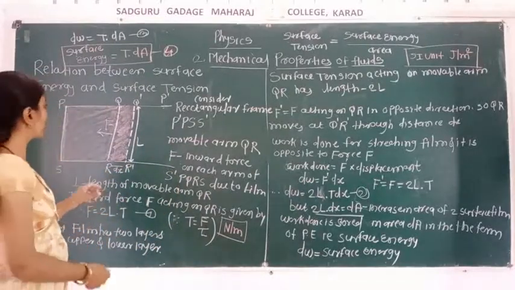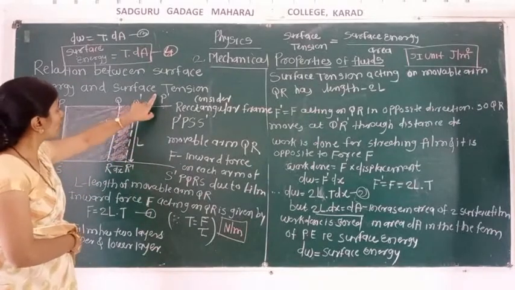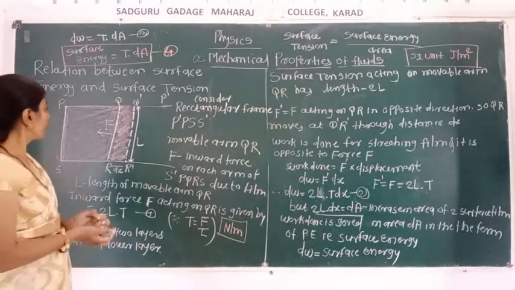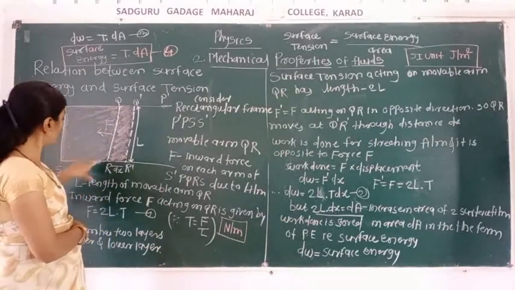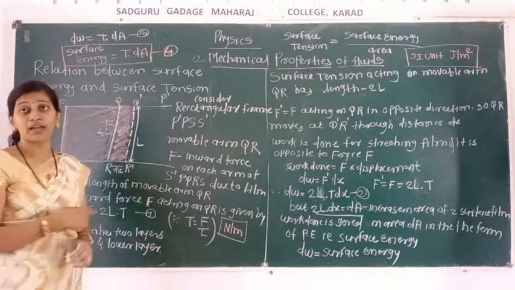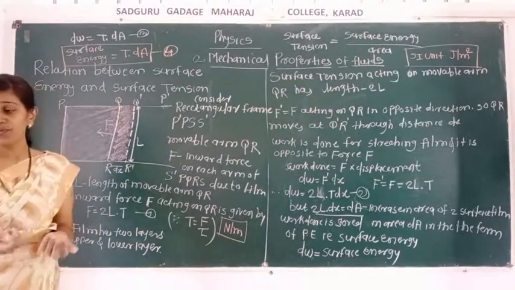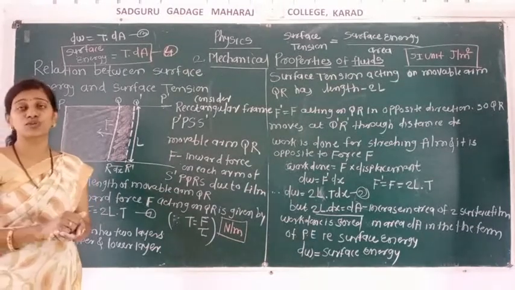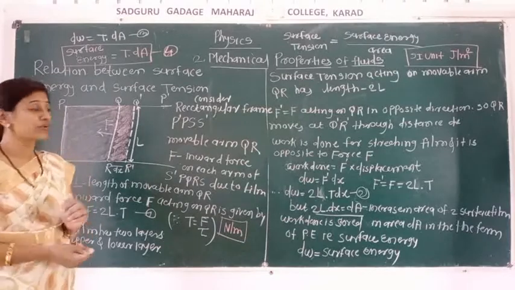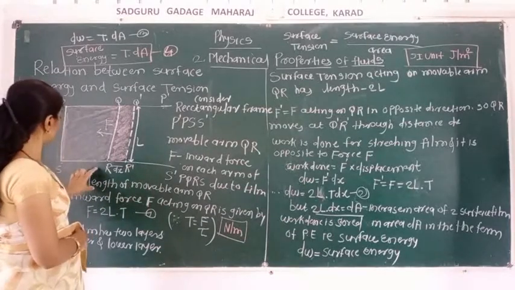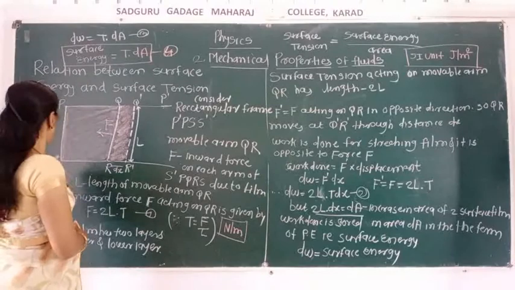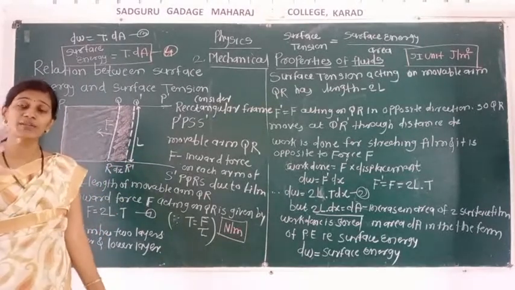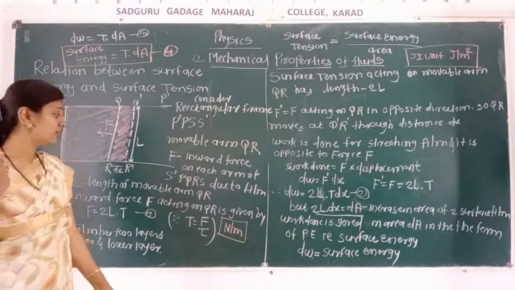Consider a rectangular frame of wire PP'SS', having a movable arm QR. That arm has the length L. That frame we dip in a soap solution, take it out from the soap solution and hold it horizontally. We can see the soap film is formed in the portion PQRS. Here the soap film is present. That means the film has two layers, an upper layer and a lower layer.